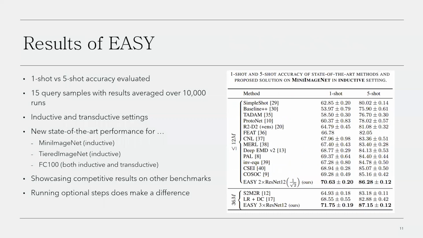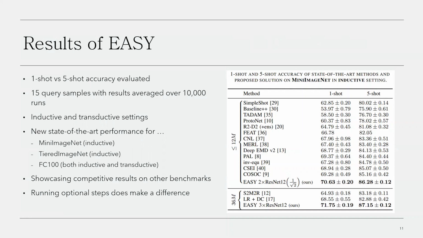So now let's get into the results. They did a 1-shot versus 5-shot accuracy. If you remember correctly from the beginning, 1-shot just means 1 sample per class, and 5-shot means 5 samples per class. They ran 15 query samples, and they averaged their results over 10,000 runs in both inductive and transductive settings.